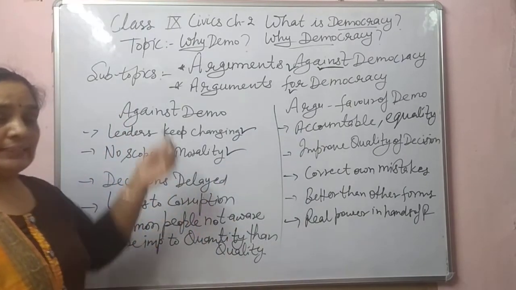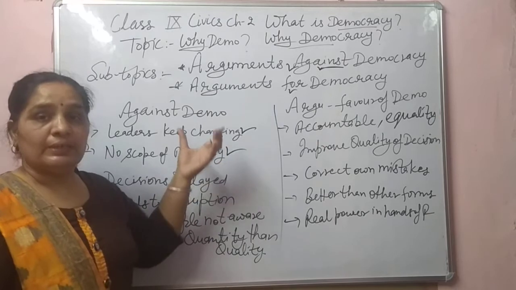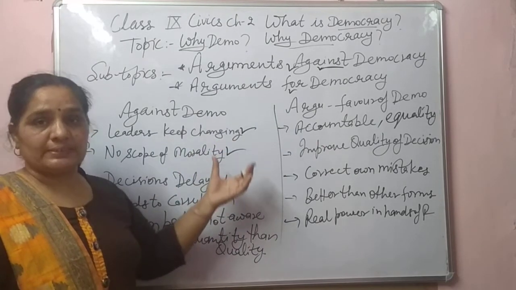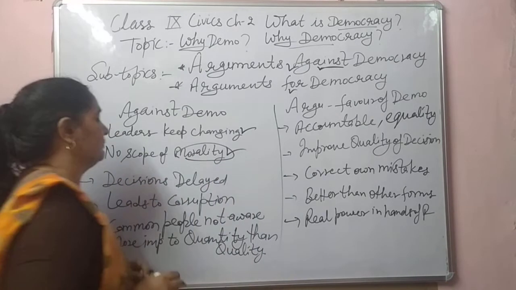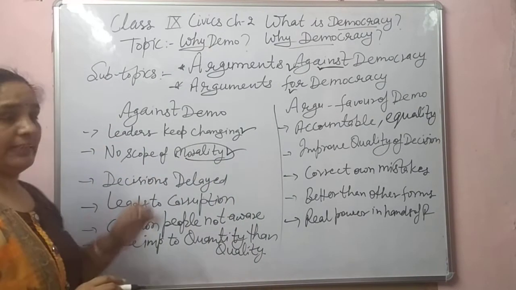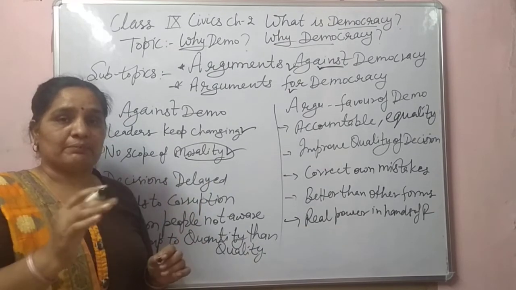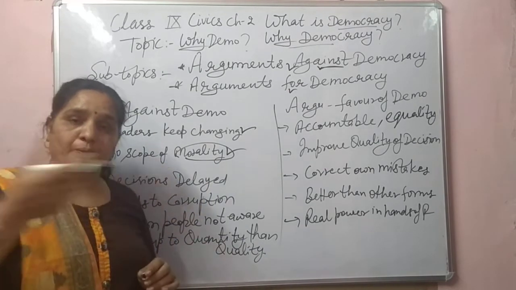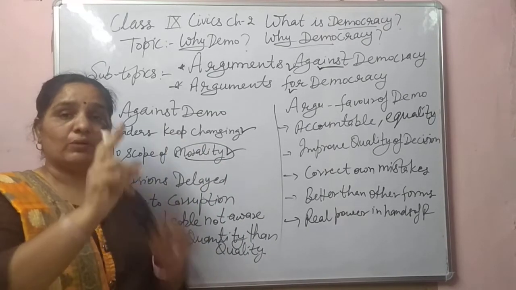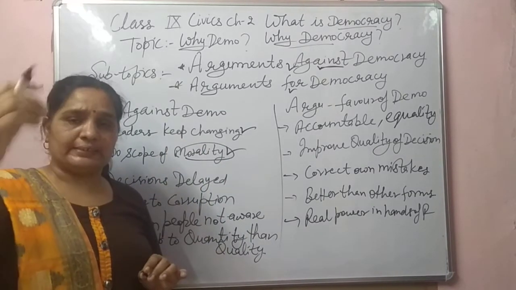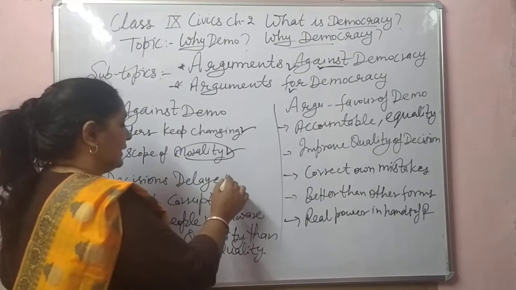Next one is no scope for morality. You know that in a democratic formation the majority can be obtained with the help of dirty tricks, malpractices, booth capturing. So there is no space for morality. Next one is decisions delayed. You are aware that in democratic countries decisions are taken through a long process. In non-democratic countries a single person has to take all the decisions, so he can take the decision on the spot. But in democracy the decision-making work is delayed.